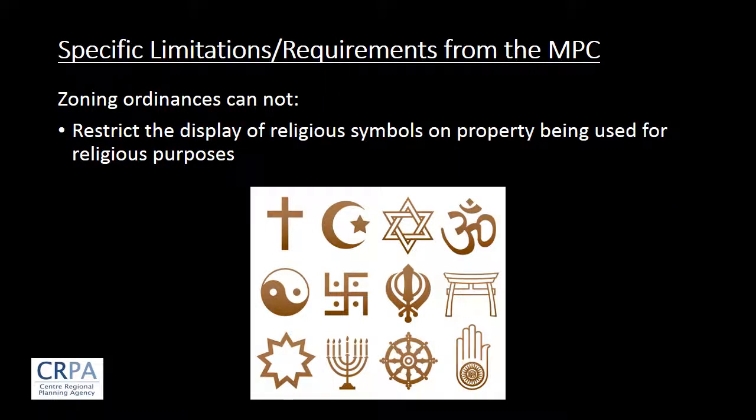The MPC includes even more limitations and requirements, some of which are redundant with what has been mentioned previously. Zoning ordinances cannot restrict the display of religious symbols on property being used for religious purposes. Throughout the United States, there have been numerous zoning challenges related to religious uses. Most recently, the Supreme Court ruled in the Reed v. Town of Gilbert case, where the town had restricted a church's right to advertise for services based upon the content of their sign.